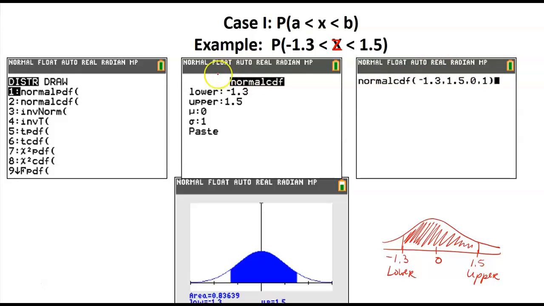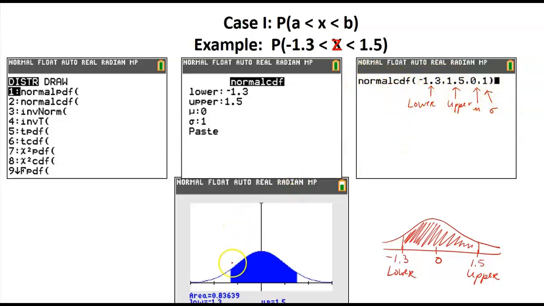If you don't have these prompts that come up on your calculator, the first thing that you need to enter is your lower bound, then you need to enter your upper, and then your mean and your standard deviation, and put commas in between each one of them. So depending on the version of the calculator you're working with, you may see this screen, or you may just have to type it in like this.